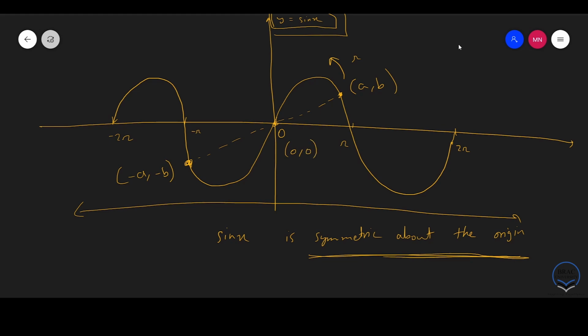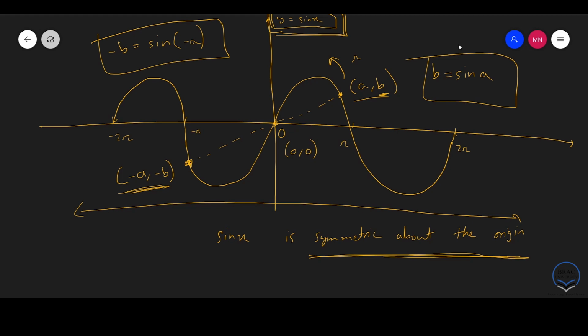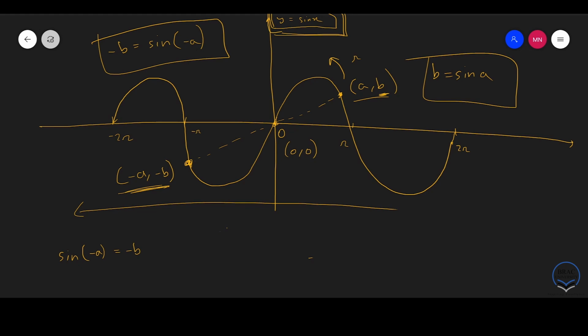And so we can see from these coordinates that when y is equal to b, from this function, we can see that b is equal to the sine of a. And from these coordinates, we can see that when y is equal to minus b, we have minus b is equal to the sine of minus a. So we end up with these equations, and we can combine these two equations together to see that we have sine of minus a equal to minus b, which will be equal to minus sine of a.